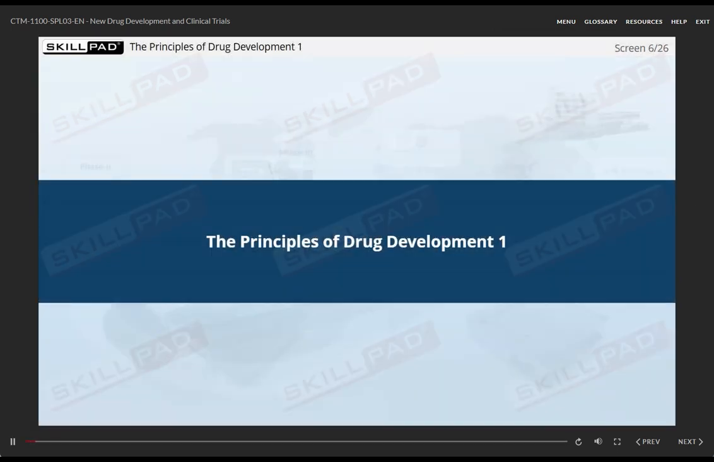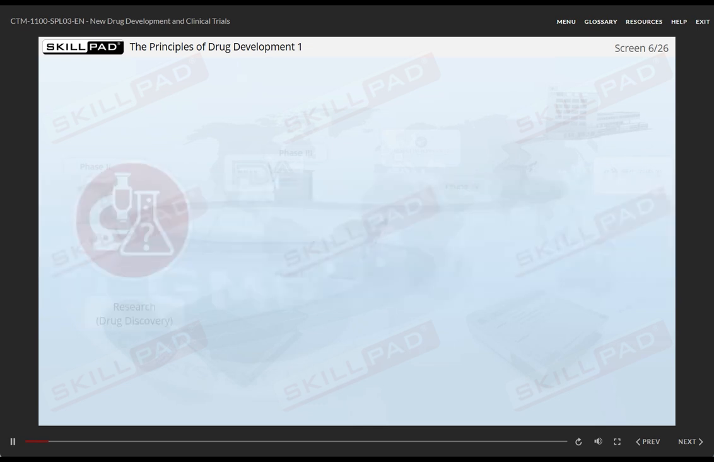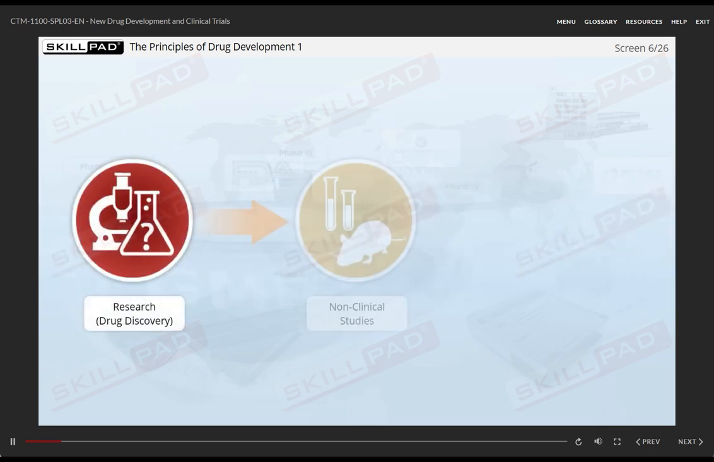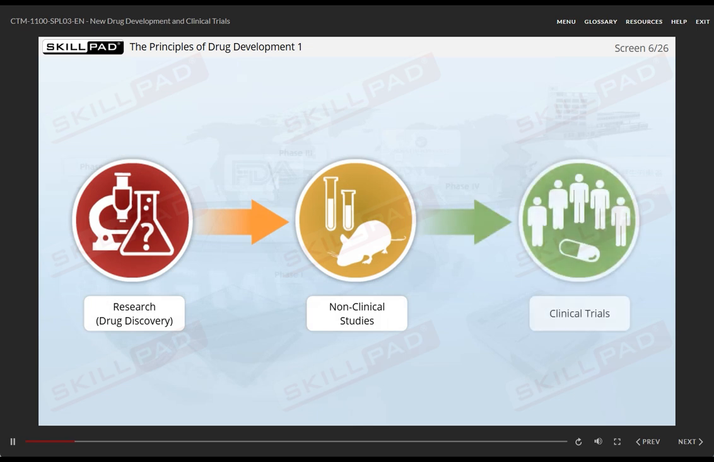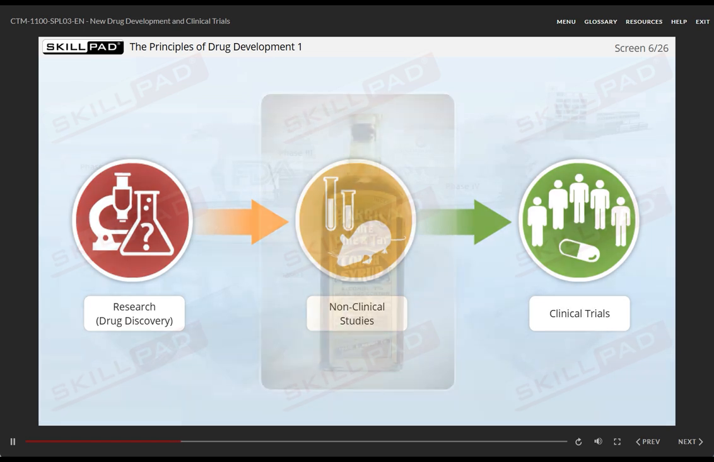The Principles of Drug Development. 1. Pharmaceutical research and development is a complex and demanding endeavor. Increasing economic pressure and stringent regulations require innovation in order to compete successfully. Bringing a product to market without compromising the integrity of clinical data or the safety of research subjects is challenging.